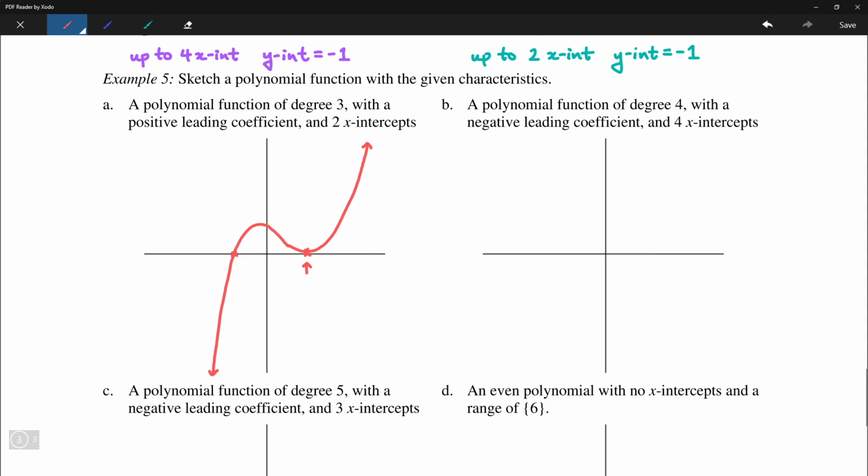Second one, polynomial function of degree 4, negative leading coefficient, and 4 x-intercepts. So we can just draw the x-intercepts anywhere, maybe like this. So there are 4 of them, and the graph is going to come from quadrant 3 again and end in quadrant 4 because it has a negative leading coefficient. So it's going to do something like this, come back up, cross over again, something along the lines of that. This middle part was not the best, but that's a bit better.